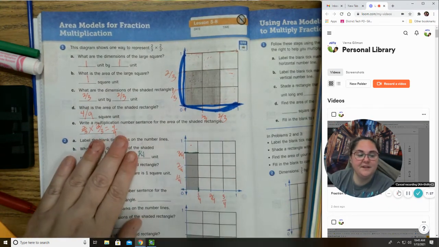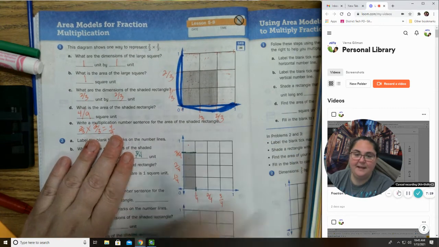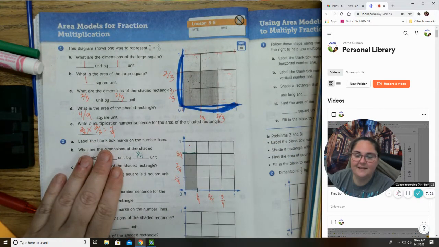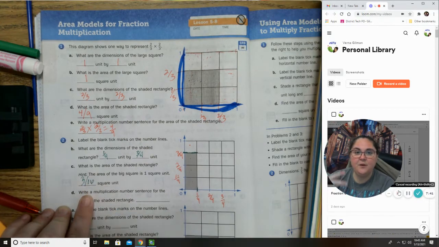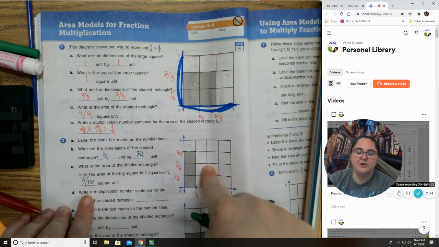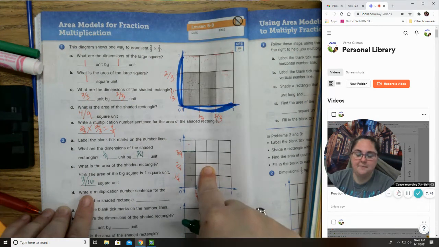But you also could look at the picture. How many are shaded? 3. How many are there total? 16. That's how I got my fraction. So you could multiply straight across, absolutely. But if you are a visual person and you need to see what this looks like, this is your picture that would show you. Okay?